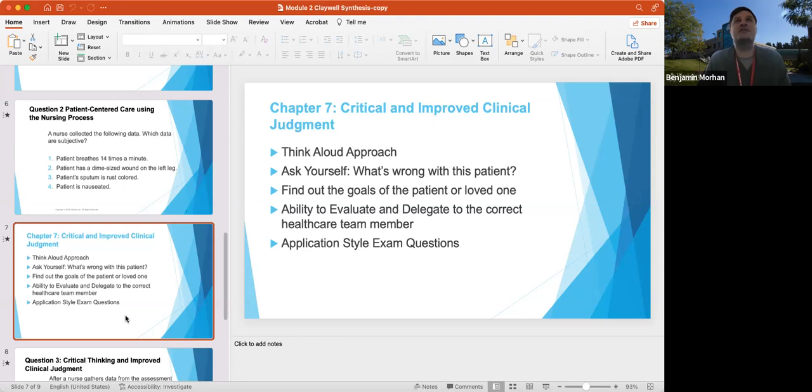Okay, so this is the last chapter in Claywell, which is chapter 7, and that is critical thinking and improved clinical judgment. I just gave you the 6 steps of clinical judgment prior, but clinical judgment is a combination of problem-solving abilities by the novice nurse to develop and evaluate nursing interventions, and critical thinking skills involving logic and reasoning. The above activities are cue recognition, analysis of cues, developing and evaluating hypotheses, identifying and implementing nursing interventions, and then assessing those outcomes.